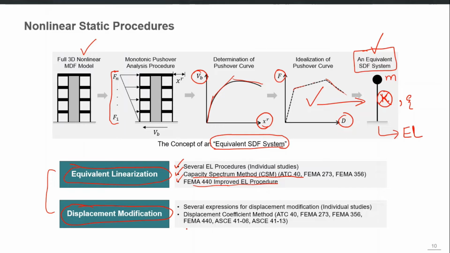The second approach says that you can simply take the displacement of a linear single degree of freedom system and then modify it based on the properties of a nonlinear system. You modify that elastic displacement to calculate the target displacement. So there is a displacement coefficient method, and that method is still being used by ASCE 41, ASCE 41-06, 13 and then 17 also. The nonlinear static procedure prescribed in these documents is based on the displacement modification approach.